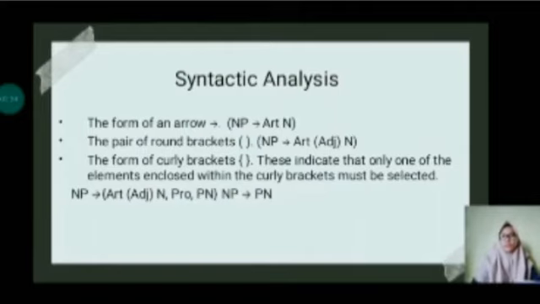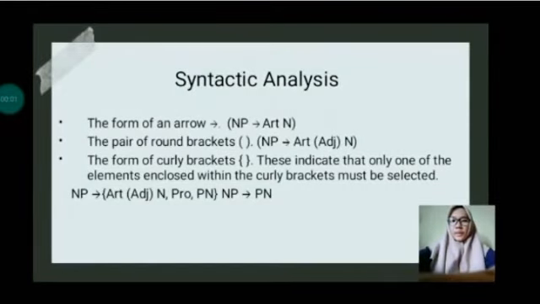I will give you an example. For example, John saw the big dog. John is a noun phrase, and saw the big dog is VP, in which saw is V, verb, and the big dog is a noun phrase. The big dog consists of articulation, adjective, and noun.